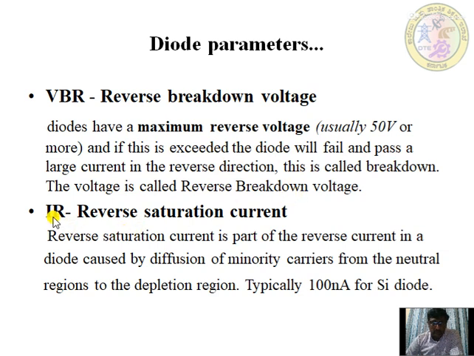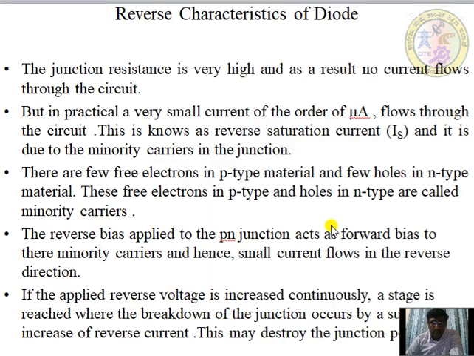Next is IR, the reverse saturation current or the reverse current. As it is IF for forward, now it is represented as IR. It is caused by diffusion of minority carriers from the neutral region. This is typically 100 nanoamperes for a silicon diode.